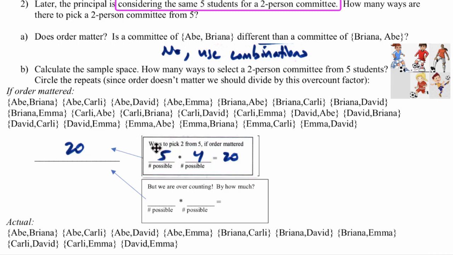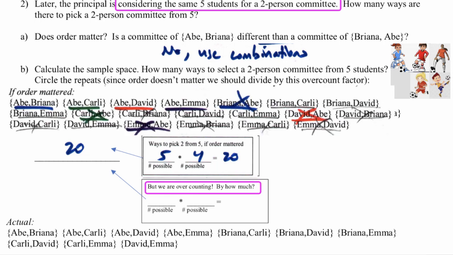5 for the first slot, 4 for the second slot. But instead, let's think about this. We don't want to count all of these because, again, Abe Brianna is the same as Brianna Abe. Abe Carly is the same as Carly Abe. Abe Emma is the same as Emma Abe. So what we want to do is only count half of these.